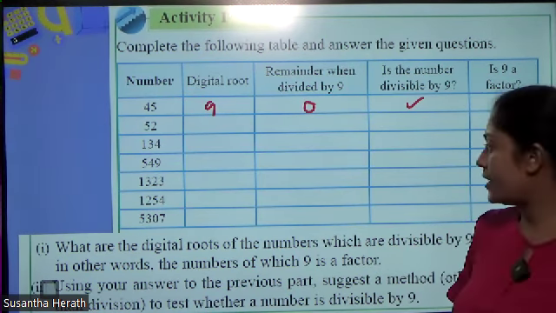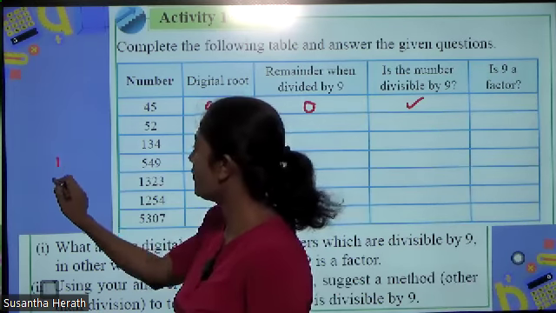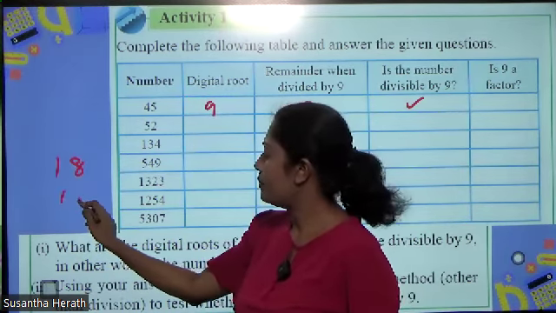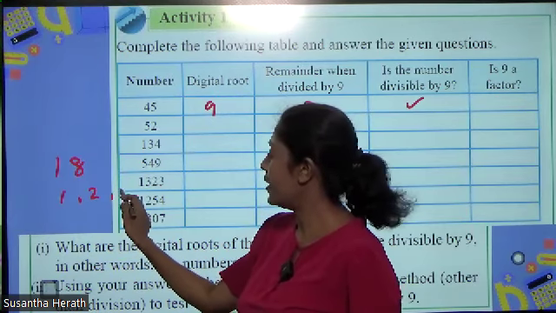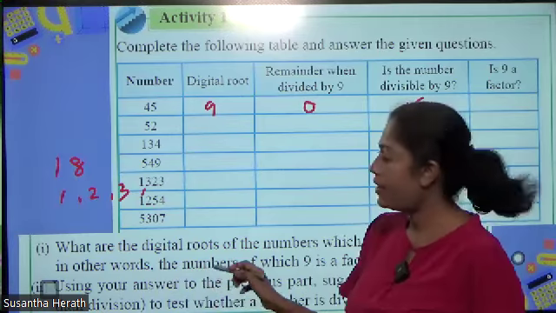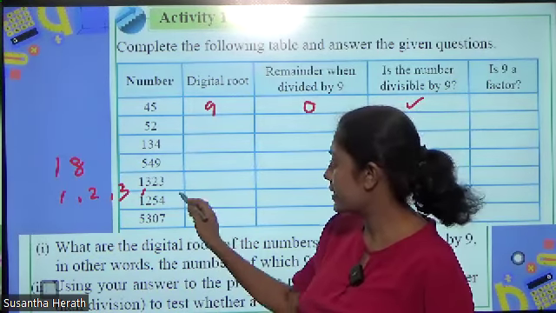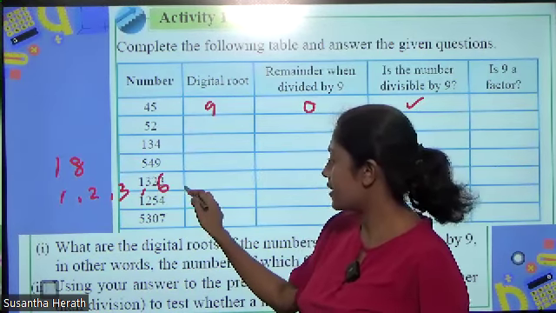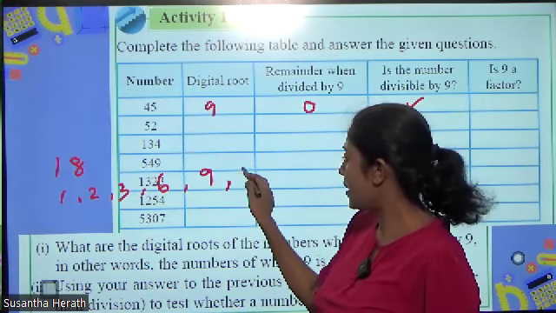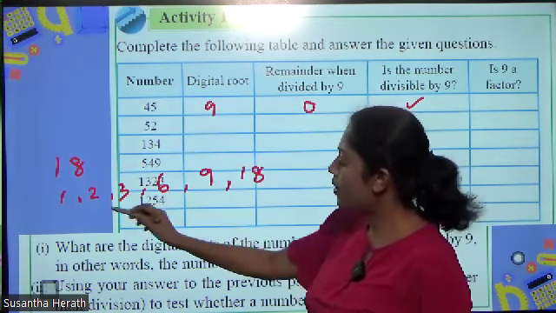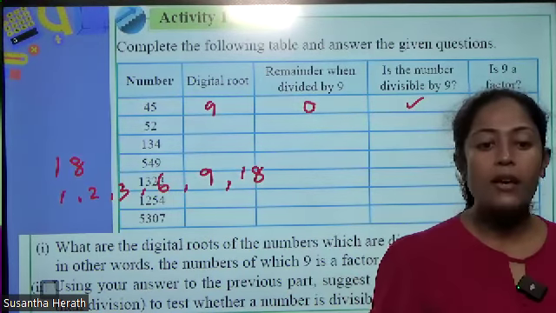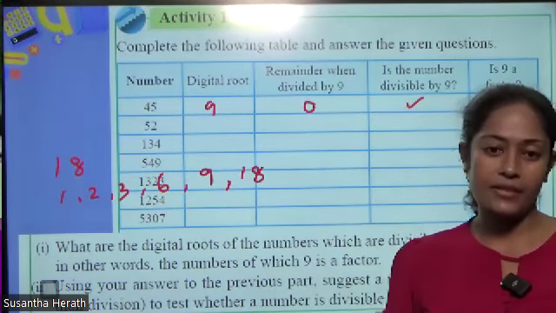Number 18, what are the values we can divide that by without remainder? If I consider 18, I can divide this by 1, then by 2, then by 3. Can I divide by 4? No. Then 5 can't, 6 yes we can, 7 can't, 8 can't, then 9, then 18. So 1, 2, 3, 6, 9 and 18. All these are factors of number 18.